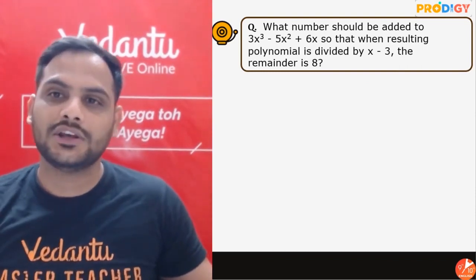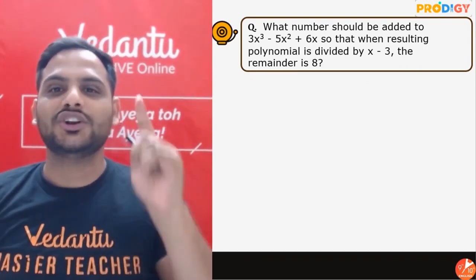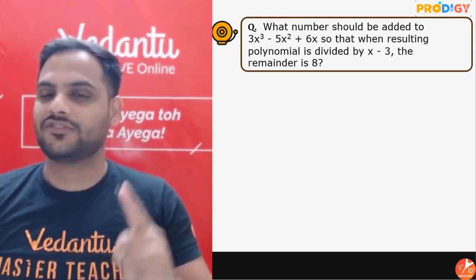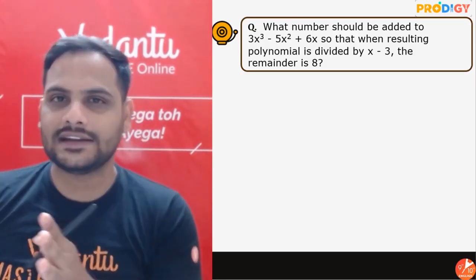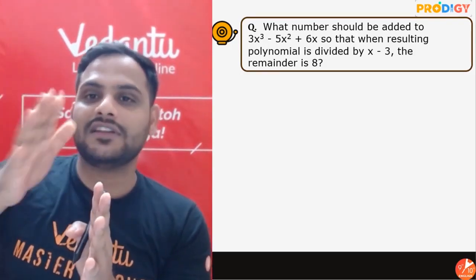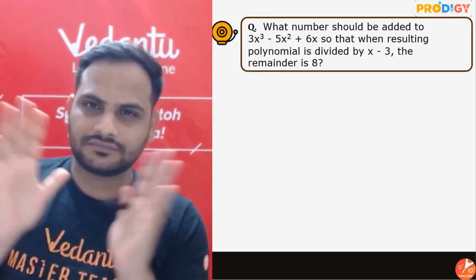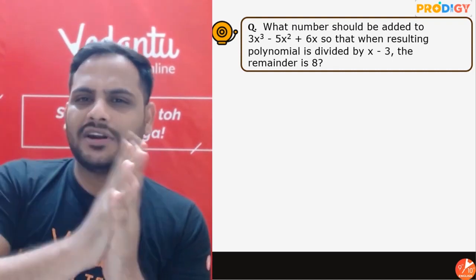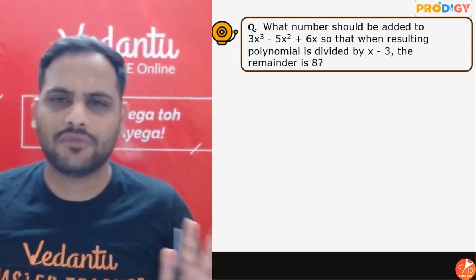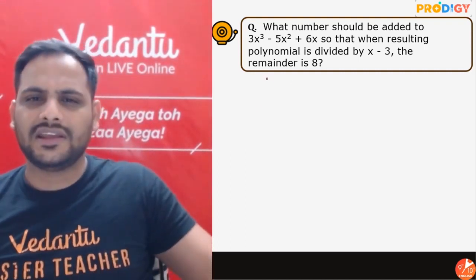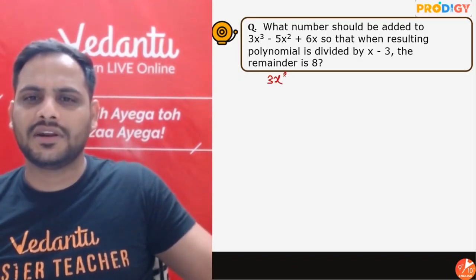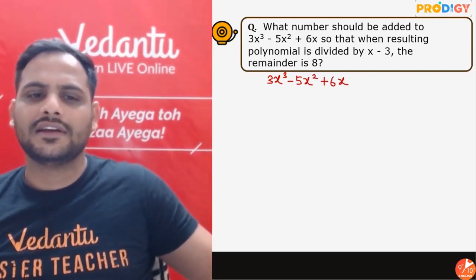What number should be added to 3x cube minus 5x square plus 6x so that when the resulting polynomial is divided by x minus 3, the remainder is 8? Okay, I want the remainder to be 8. I don't know what should be added. So I'll say, okay sir, let's say we need to add some number k. Alright, so I have added k in this.